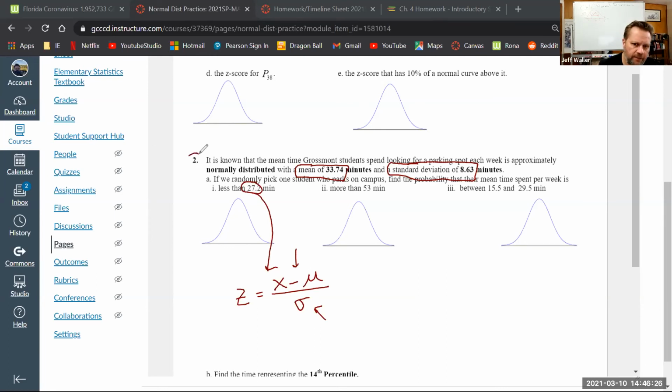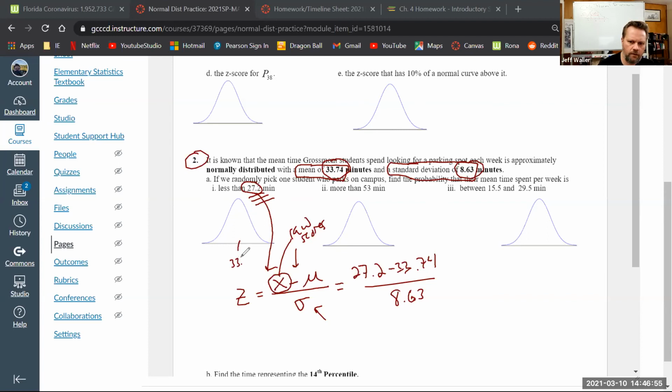So this problem doesn't start off with z-scores. It starts off with what's called raw scores, like unprocessed scores. So how do I change 27.2 minutes into a z-score? Well, I do 27.2 minus the mean, divided by the standard deviation. And before I finish that out, in the middle would go the mean, and then my 27.2 is somewhere over here, and I want less than that. So that would be where I shaded it.